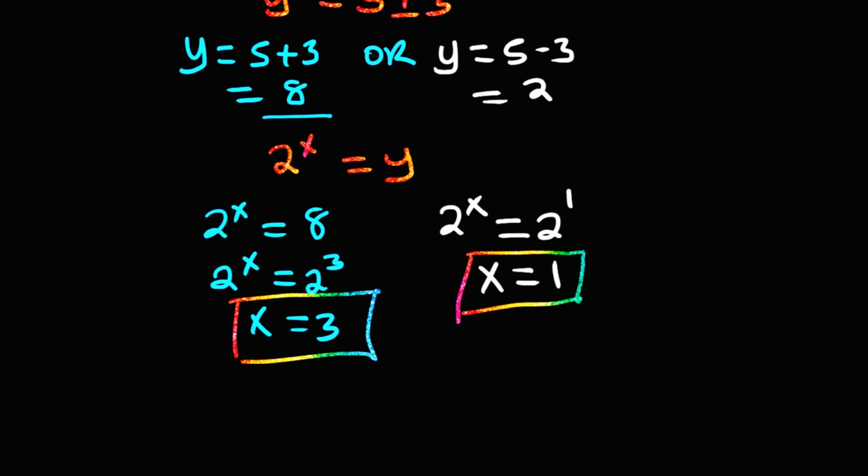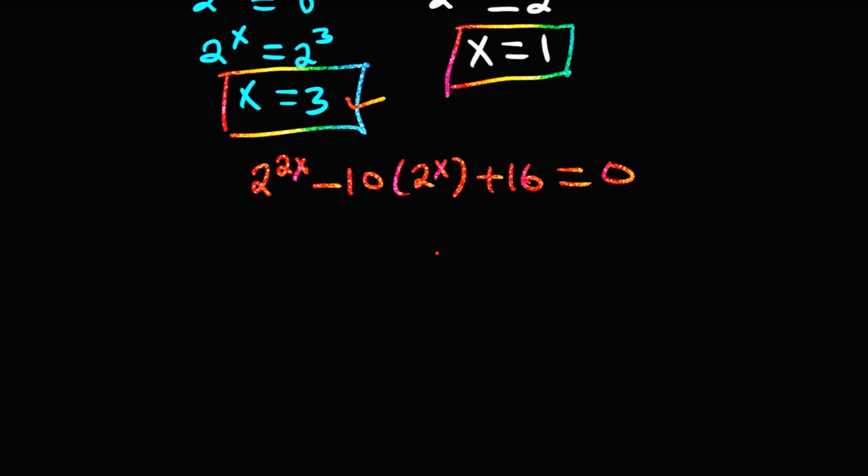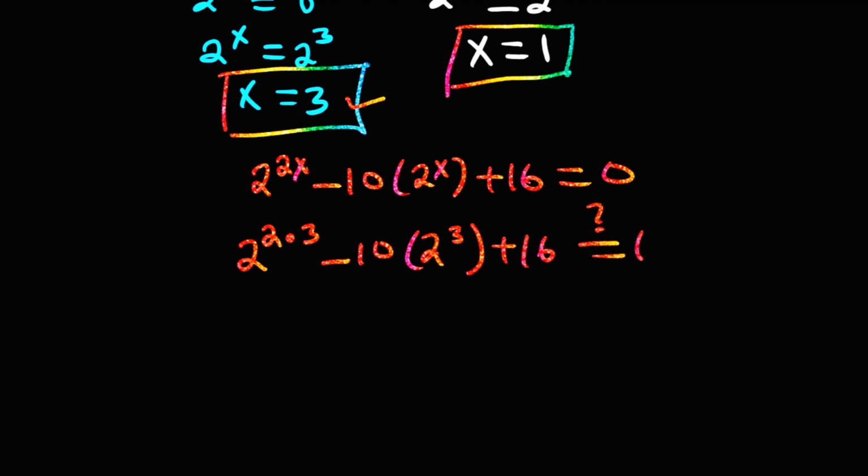So we can check if these answers are true. So let us start by checking the first one. Remember, our equation was of the form 2 raised to power 2x minus 10 into 2 power x plus 16 equals 0. So let us start with the one where x equal to 3. So if x equal to 3, you're going to have 2 power 2 times 3 minus 10 into 2 power 3 plus 16, and we're going to check if that is equal to 0.